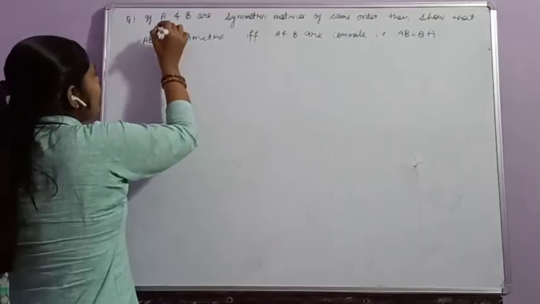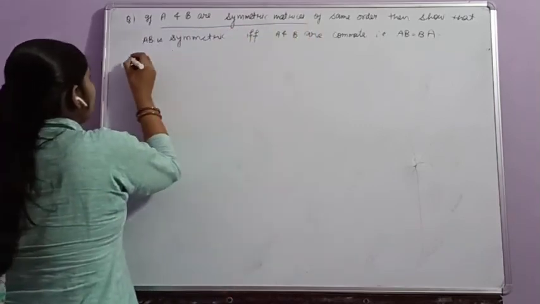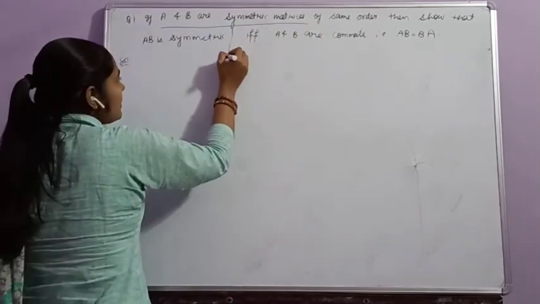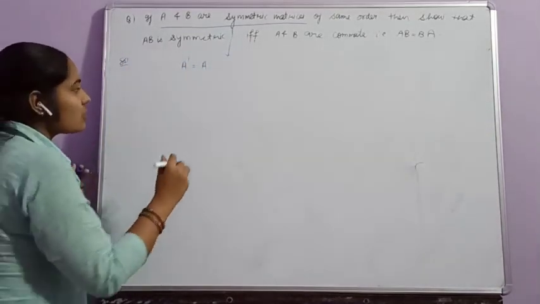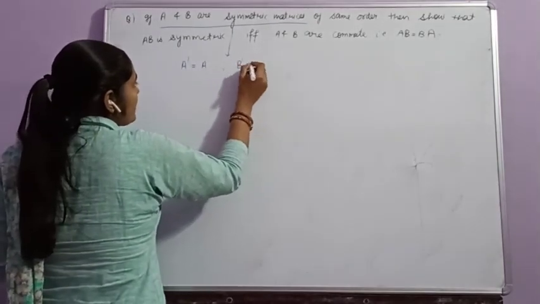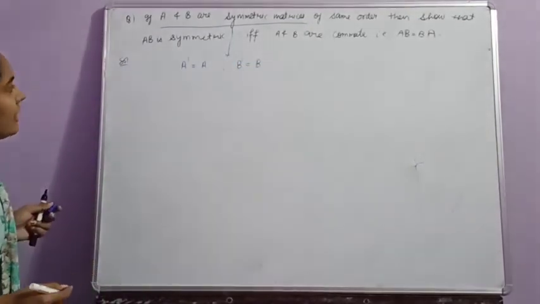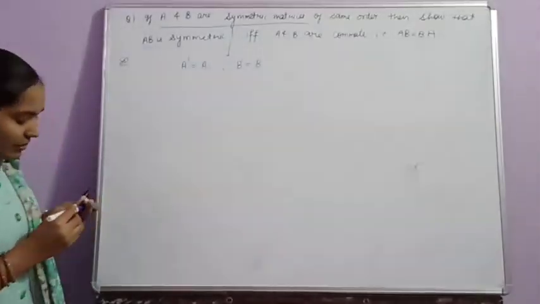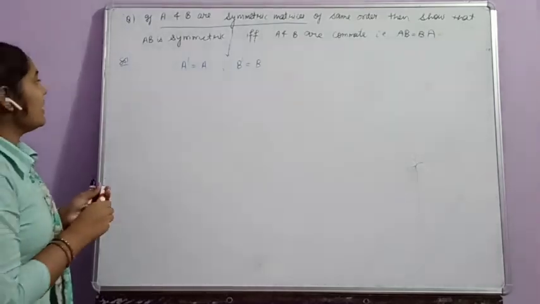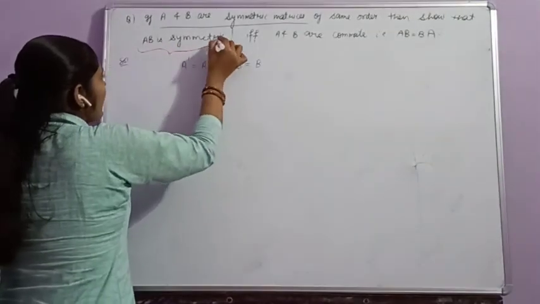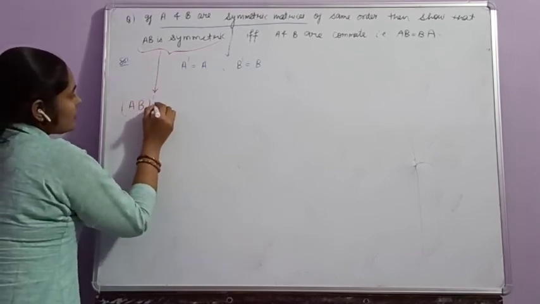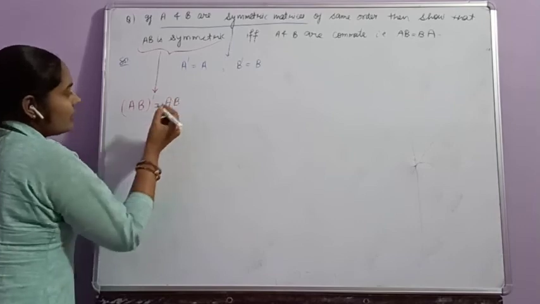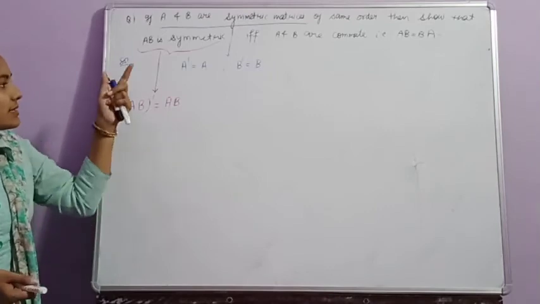In the first line, we are given that A and B are symmetric matrices. That means for symmetric matrices the transpose is equal to the matrix itself: A transpose is equal to A and B transpose is equal to B. And we have to show that AB is symmetric. AB is symmetric only when AB transpose is equal to AB. It means when the transpose of a matrix is equal to the matrix itself, it is known as a symmetric matrix.